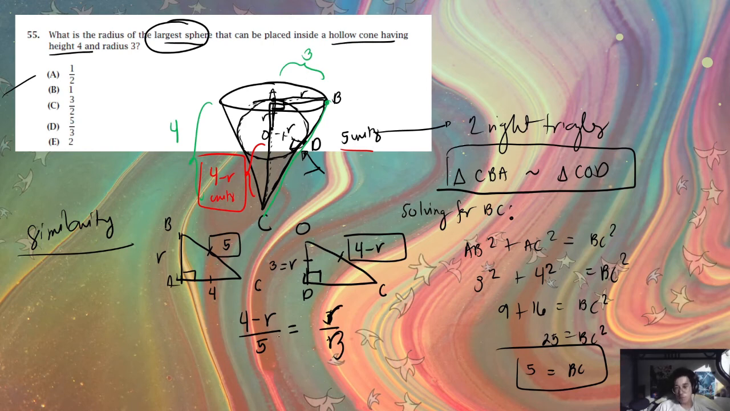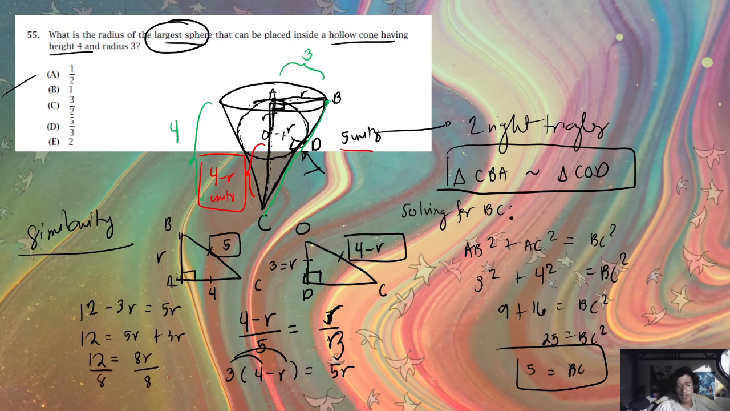Then we can cross multiply in order to solve for the value of R. That should give us 3 times the quantity 4 minus R is equal to 5R. Distributing 3 from outside of the parentheses, that gives us 12 minus 3R is equal to 5R. So 12 is equal to 5R plus 3R, which gives us 12 is equal to 8R. If we divide both sides by 8, the radius is equal to 12 over 8, or simply 3 over 2.